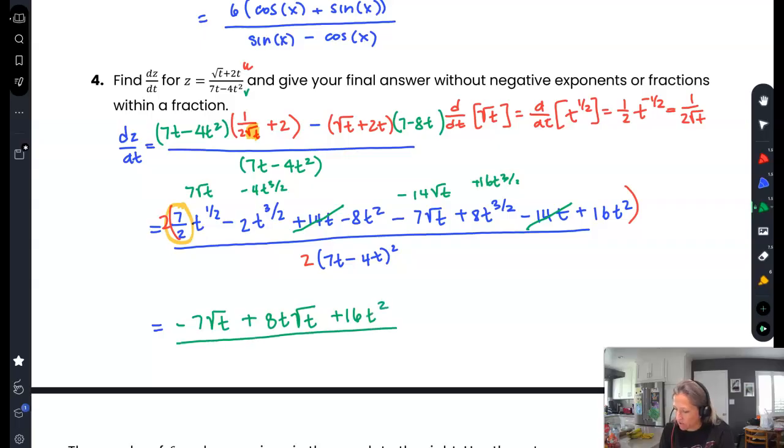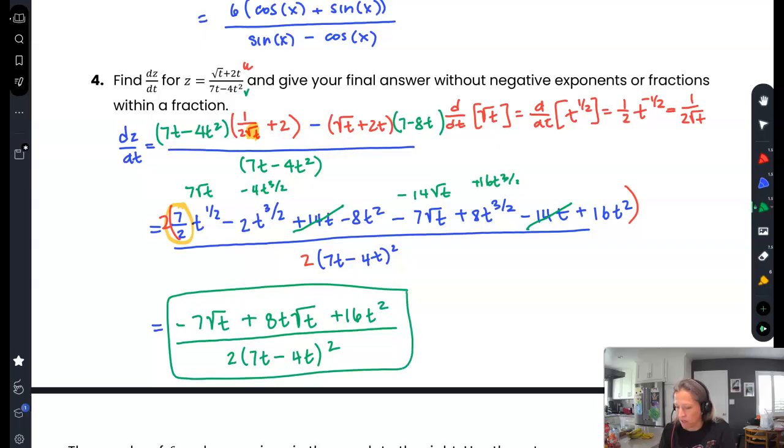All of this is over my 2, 7t minus 4t squared. Did I check my work here? No. So don't quote me on this. But I was hoping to see something like this, something showing that you knew how to multiply through by that denominator that occurred of our fractions within a fraction in order to fix things up.